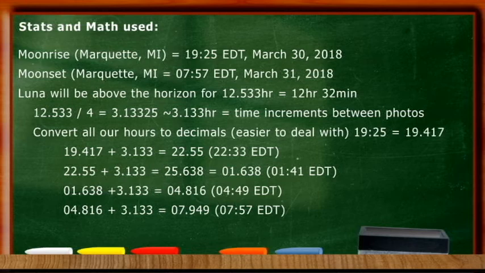So we convert our hours to decimals just because it's easier to work with, and then we convert it back to a time. You go down to the second one here, 22.5 plus 3.133 equals 25.638. Well, there aren't 25 hours in a day, so obviously it rolls over. So that's why I got 01.638, which would be 1:41 in the morning, essentially. So that's why that particular equation was done that way.